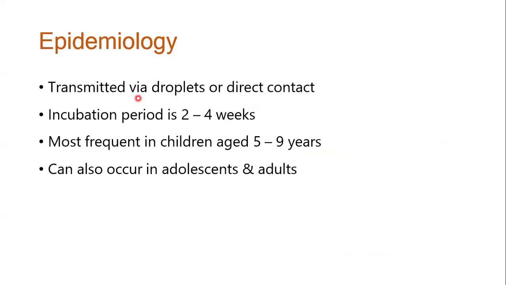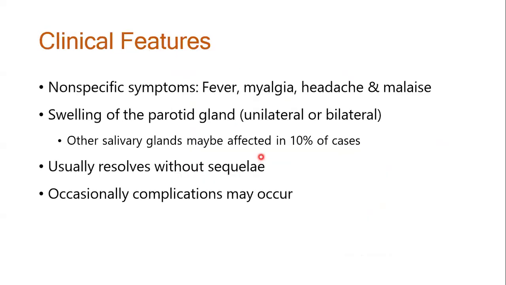Epidemiology, transmitted via droplet or direct contact, similar to measles. Incubation period is 2 to 4 weeks. Most frequent in children aged 5 to 9 years, but it can also occur in adolescents and adults. Clinical features, we call them non-specific symptoms, where a patient comes to you with fever, myalgia, which is muscle pain, headache, and malaise. So you can't really know that they're having a mumps infection.